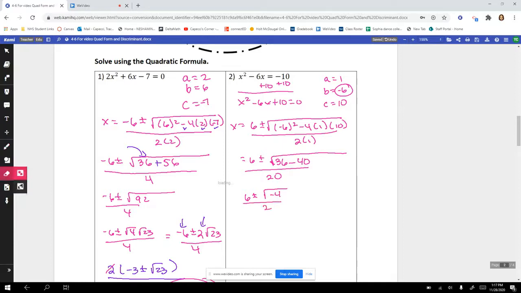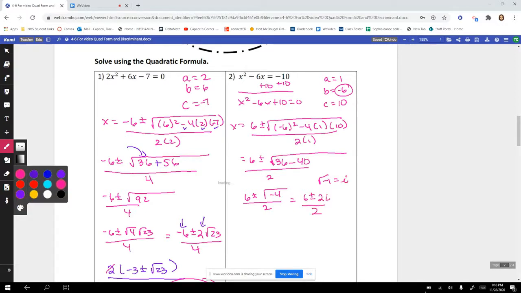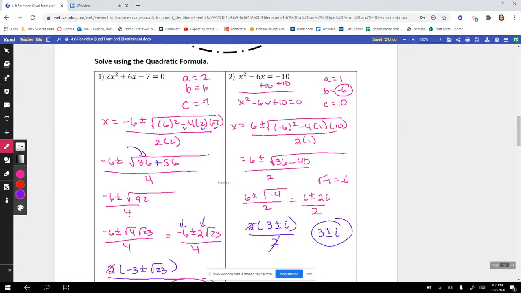I don't know why I put 20 up there, 2a. So that gives us 6 plus or minus. Remember that square root of negative 1 is equal to i. So that gives us 2i all over 2. Now again, we'll factor out what we can. So we can factor out a 2. And that gives me 3 plus or minus i all over 2 in the bottom. My 2's will simplify. So my final answer is 3 plus or minus i.